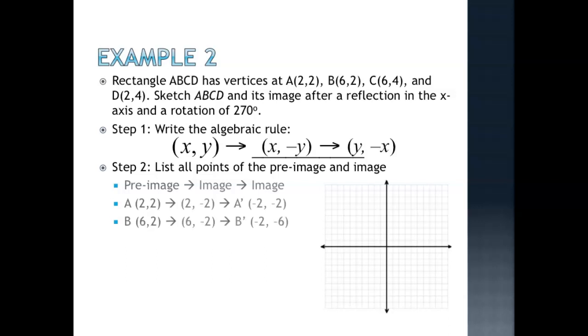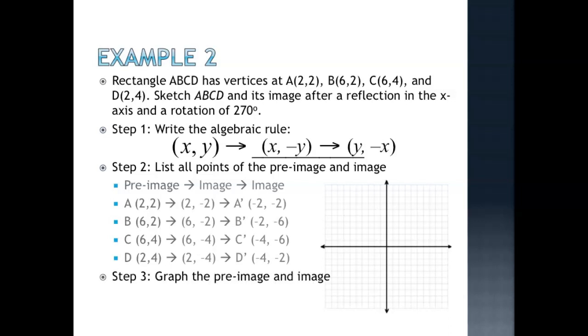Next we have 6, 2. And we're going to make y the opposite, so that becomes 6, negative 2. And now we're going to change 6, negative 2 and make that y, negative x, so that becomes negative 2, negative 6. All right, for C, we have 6, 4. That becomes 6, negative 4. And then rotating it 270 degrees, we get negative 4, negative 6. And then last we have 2, 4, which becomes 2, negative 4, and then negative 4, negative 2.